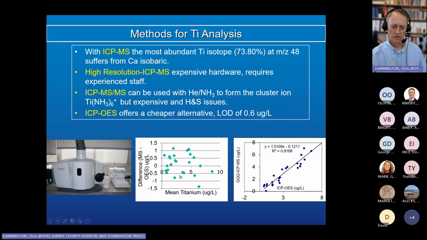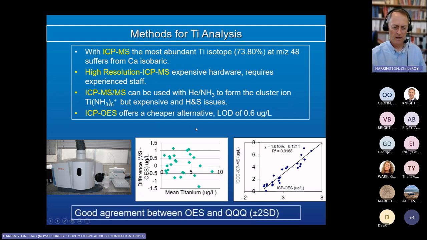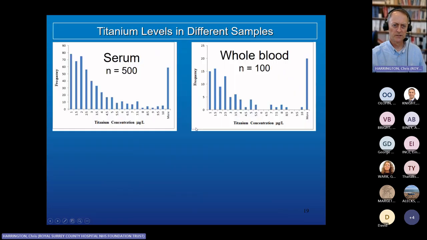And when we look at the difference between them, it's within plus or minus 2 SD, which is how we work to establish that things are in agreement. So we got good agreement within plus or minus 2 SD.